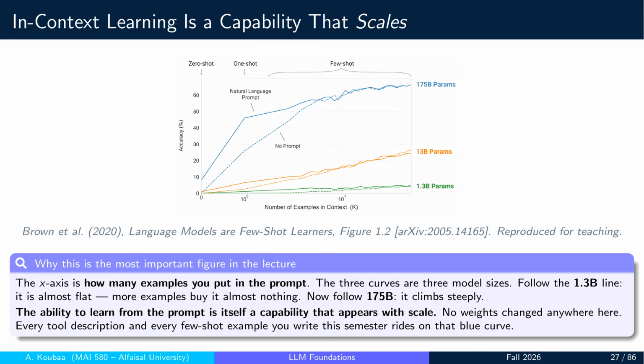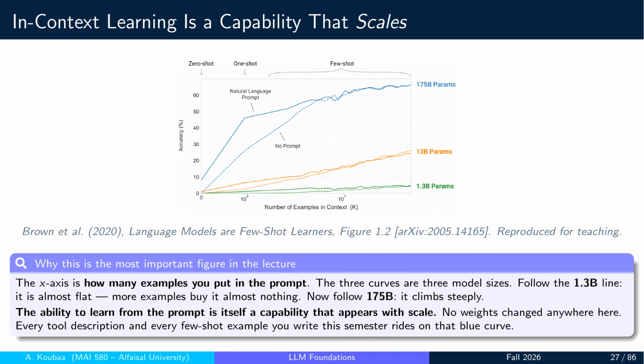This is, in my view, the most important figure in the lecture, so read the axes carefully. The x-axis is how many examples you put in the prompt. The 3 curves are 3 different model sizes. Follow the 1.3 billion line. It is almost flat. More examples buy that model almost nothing. Now follow the 175 billion line. It climbs steeply. Same prompts, same examples, very different response.